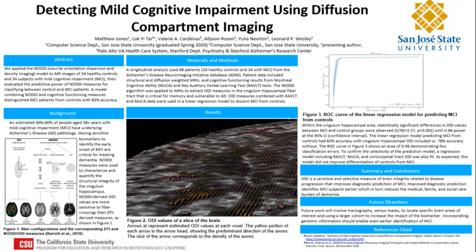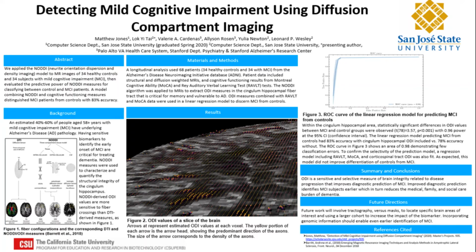In our project, we obtained MRI and DTI images from 34 control subjects and 34 MCI subjects from the Alzheimer's Disease Neuroimaging Initiative, or ADNI, database. We performed NODI analysis on the left cingulate hippocampal region of the brain, a fiber pathway that is critical for memory function, one of the most vulnerable mental processes in Alzheimer's disease.